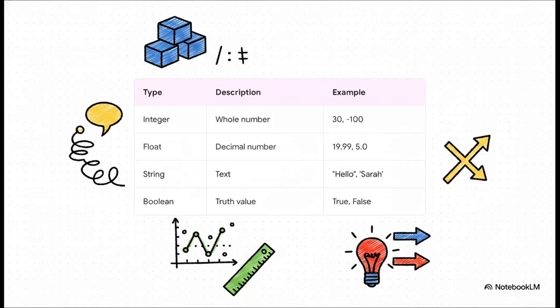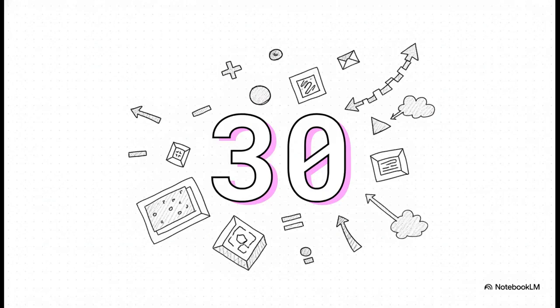This matrix summarizes the 4 foundational pillars of data types that you're going to use constantly in your applications: integers, floats, strings, and booleans. Let's break down each one so we can understand exactly how Python categorizes the data we feed it. First up, the integer. An integer is simply a whole number. Think 30, 5, or -100.